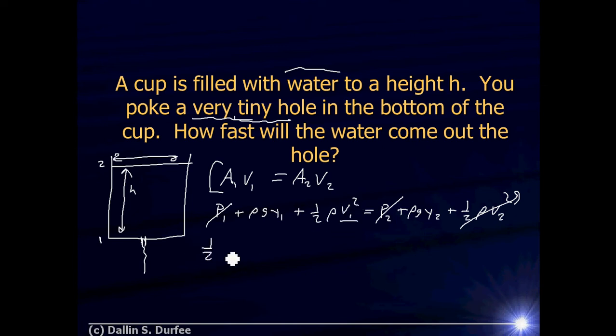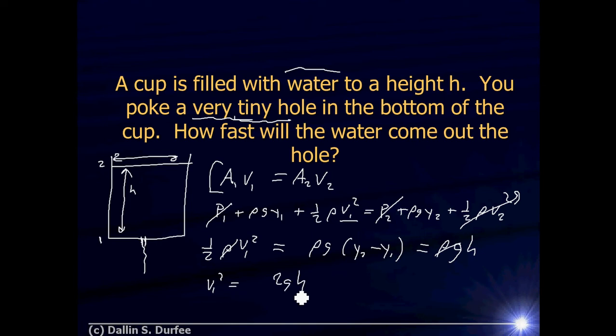First, let's take this term here, but let's take this one to the other side, and then we get rho g (y2 minus y1). But y2 minus y1 is just this height, h, right? So it's just rho g h. Excellent. And then we're going to cancel out the rho on both sides. We'll take the 2 over to the other side, so v1 squared is equal to 2gh. And then I take the square root of both sides to find v1, and it's just the square root of 2gh.